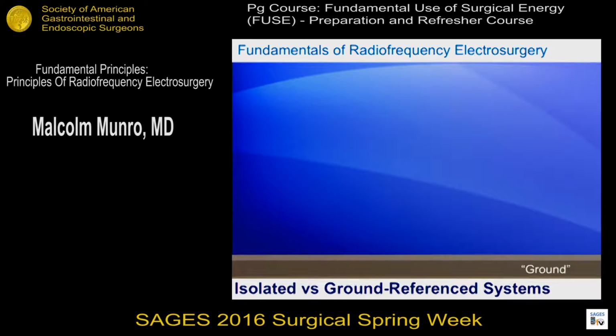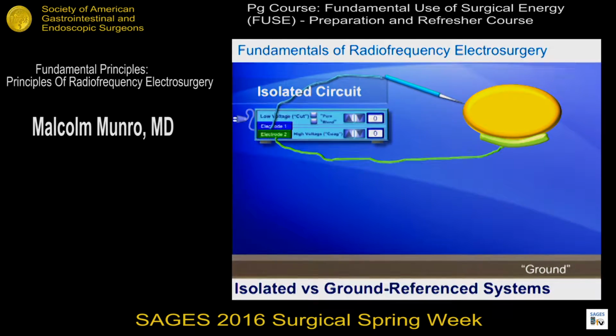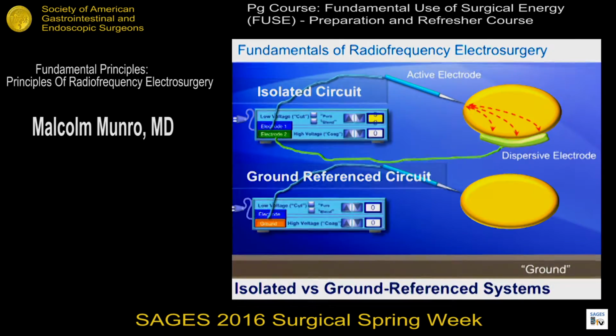So all of the currently produced ESUs create what we call isolated circuits. So what you just saw in the video is an example of a ground referenced machine. Excuse me. But we now are using isolated circuits. So with an isolated circuit, you have an electrode that you want to activate, and you have a dispersive electrode, and the patient is in between those. You focus your current with one, you disperse it with the other, but it's all in one circuit.